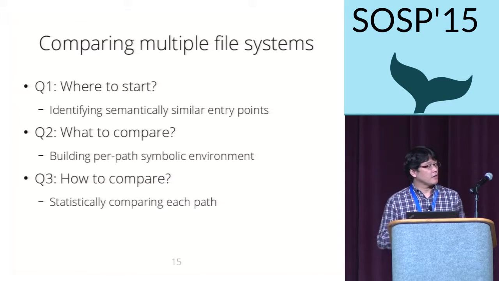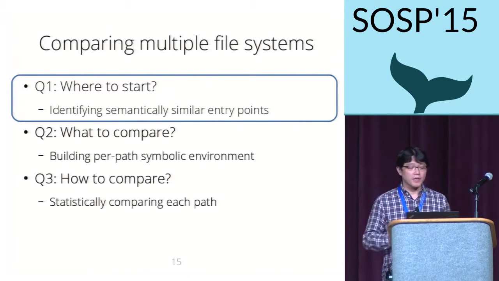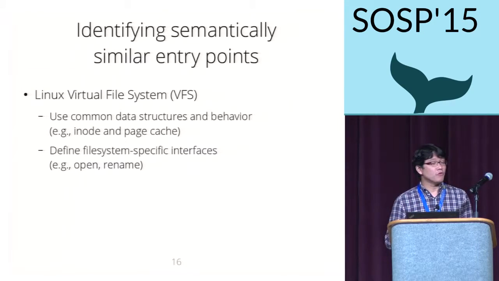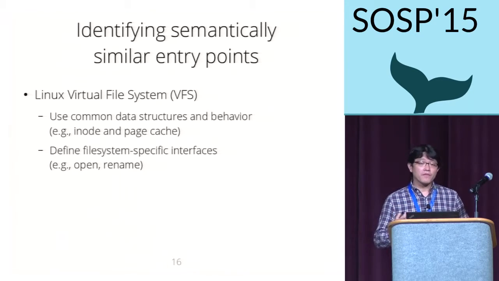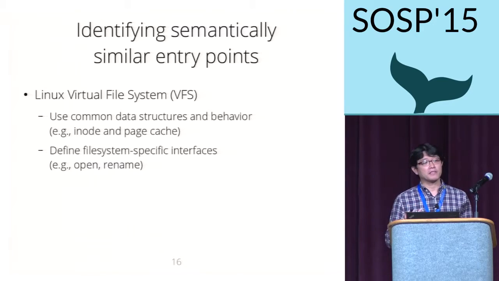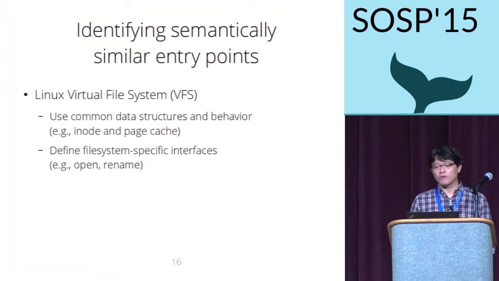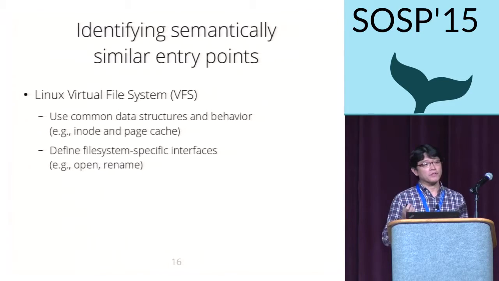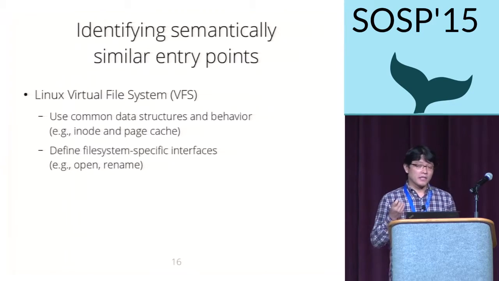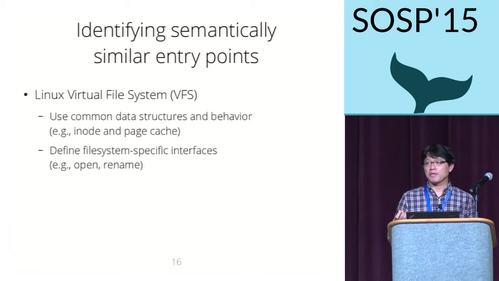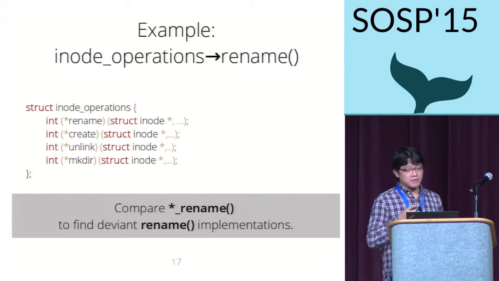Let me first start by answering the first question, where to start to compare. For the comparison, we should start by comparing semantically identical entry points. In Linux, such a semantically identical entry point is the VFS entry point. VFS can be considered as an abstract base class of all Linux file systems. It defines common data structures, such as inode, and it also defines common behavior, such as accessing the page cache. And it also calls the file system specific implementations through predefined interfaces. The inode operations are one such example.